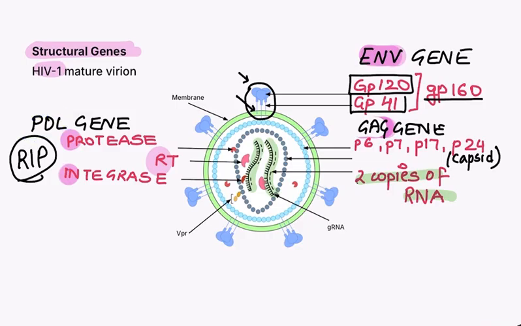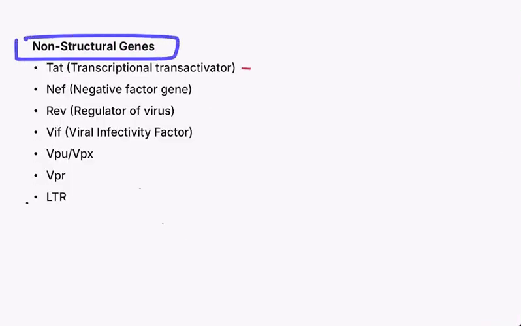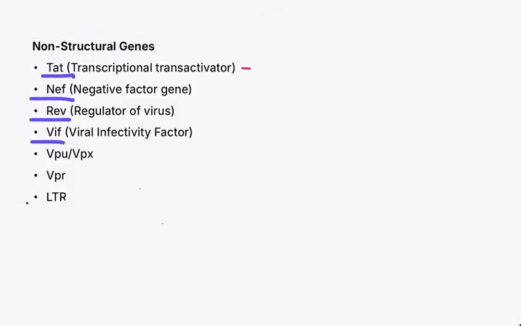After this comes a long list of non-structural genes, and their names are so weird. So now you know that okay, all the weird ones are non-structural. So we have TAT, NEF, REV, VIF, VPU, VPX, VPR and LTR. So let's know their basics, and you know these kind of tongue twisters will all be non-structural.